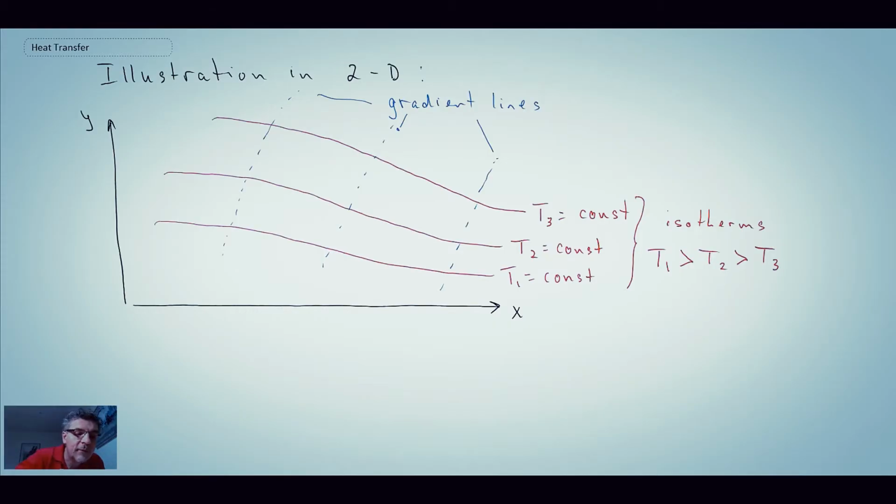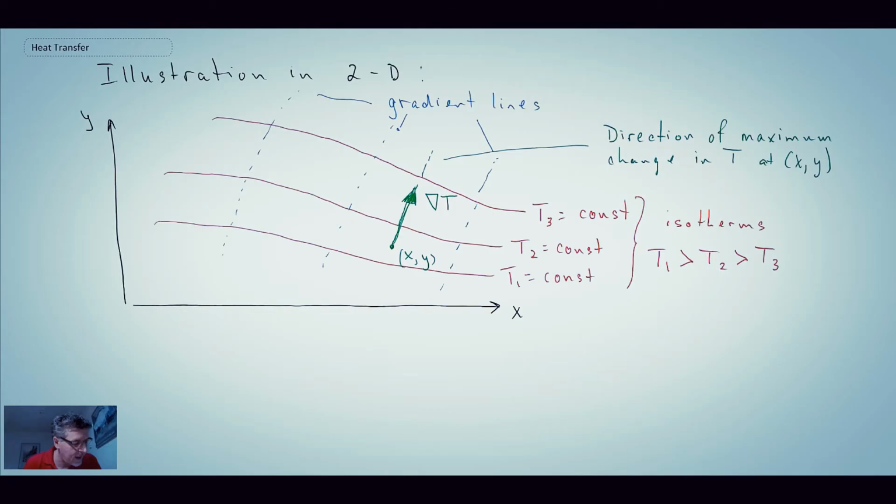If we were to take a particular point within this space, so let's take this point right here, and we'll call that point xy, and we were to evaluate the gradient at that point. Remember, the gradient is going to give us a vector, so it's going to have direction. So the gradient is going to be in this direction here, and essentially what it is representing is the direction of the maximum change in temperature. So that would be the gradient of temperature.